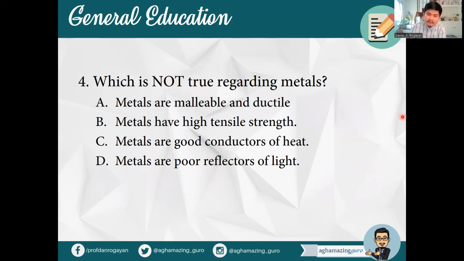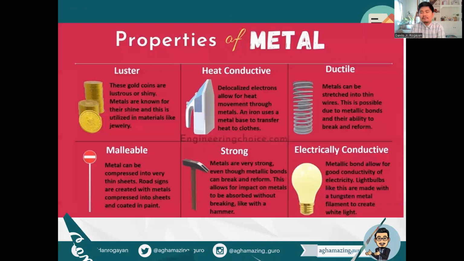Of course, metals are malleable and ductile. Tama naman, di ba? Metals have high tensile strength. Metals are good conductors. Metals are poor reflectors of light, that is the answer, letter D. Actually, as a matter of fact, metals are good reflectors of light. So mataas ang kanyang reflectivity, kaya meron siyang luster or it has an ability to shine. So these are some of the properties of metal na pwedeng lumabas sa inyong board exam.